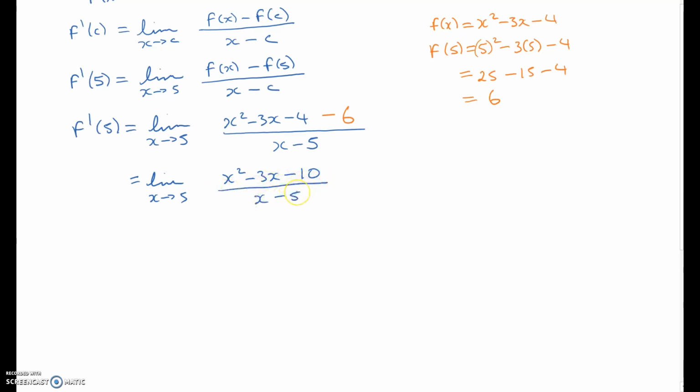Now we can save ourselves some time here. If we plug in 5 on the top, we're going to get 25 minus 15 minus 10, which is 0, and on the bottom we're going to get 0. Okay, so that's going to be 0 over 0. Now you have a couple of options here. You can use L'Hopital's rule if you like, or you can just try and factor the top line, whichever you prefer. Let's use L'Hopital.